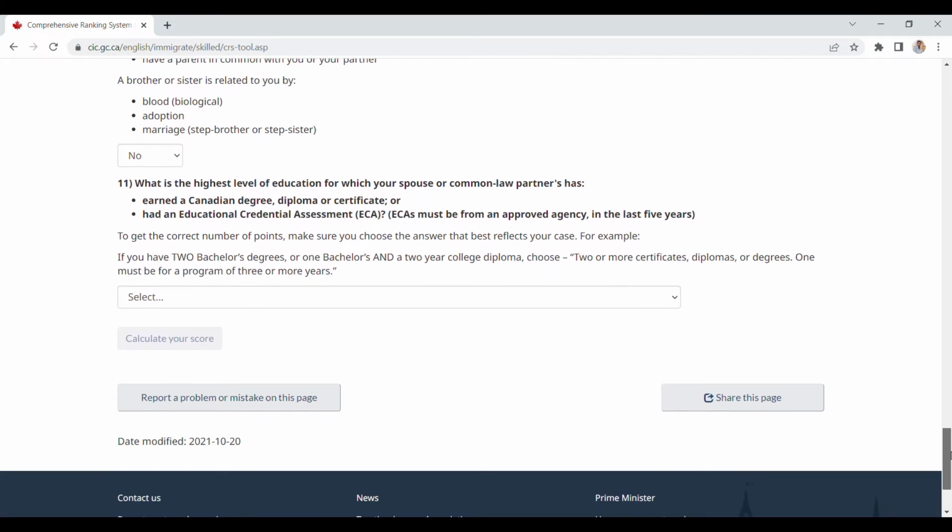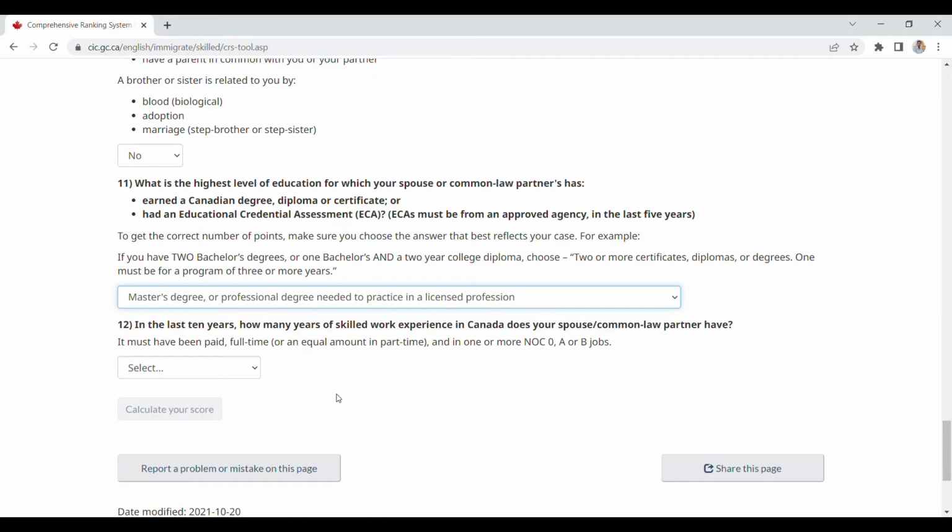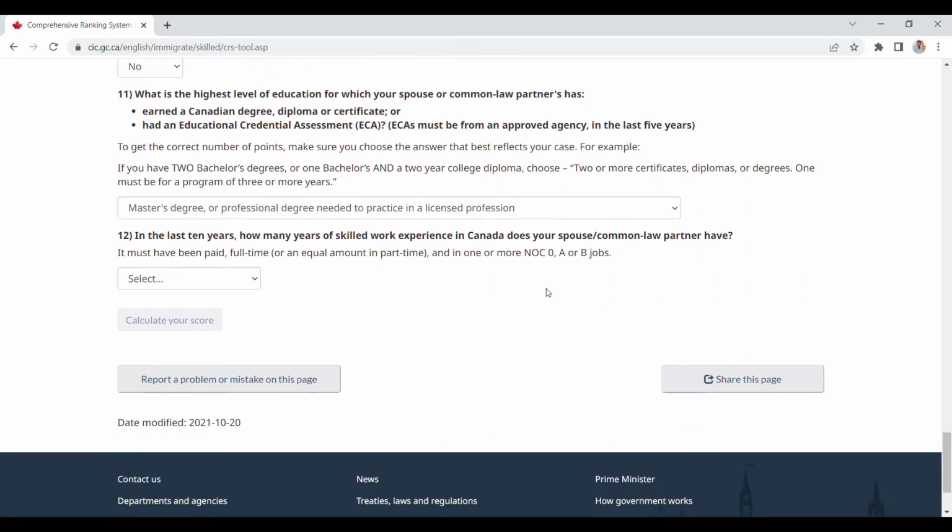So let's move on to the questions related to the accompanying spouse. The first question for the spouse, which is the 11th question in the row, is what is the highest education qualification of your spouse? There are similar options as that of a primary applicant, and I am selecting masters for this. The 12th question is related to the work experience of a spouse in Canada, and for this I am selecting none or less than a year.